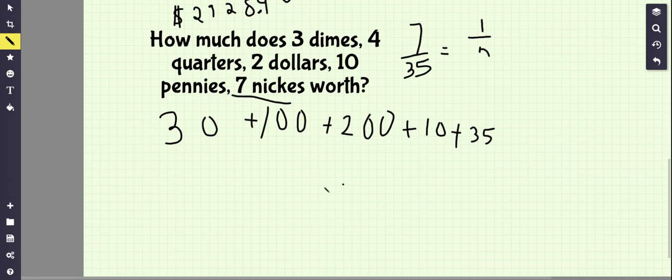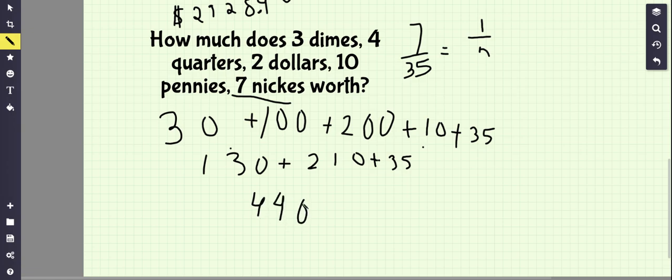Now we're gonna add these, which gives us 130 plus 210 plus 35. That creates 440, plus 35. That creates 475. So all those are worth about $4.75. All right, good.